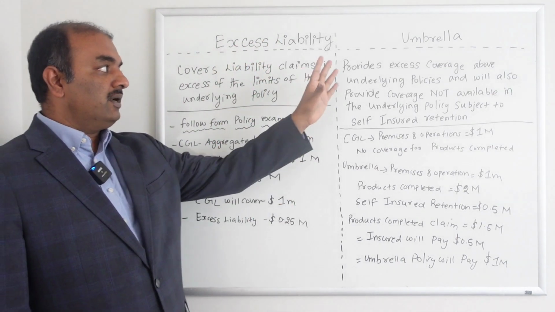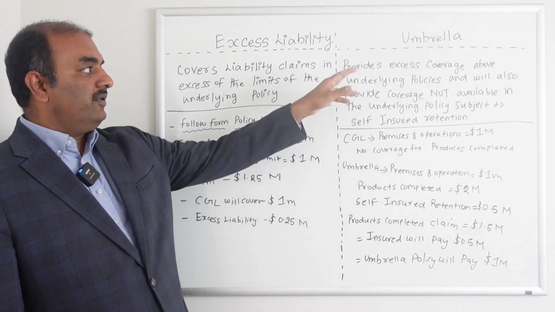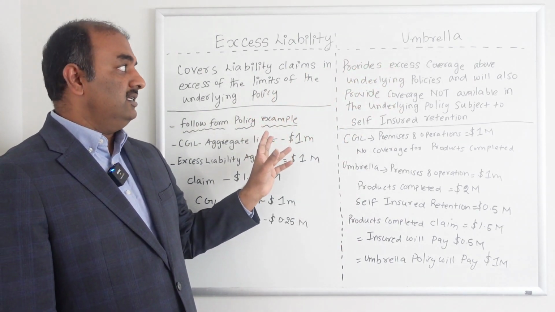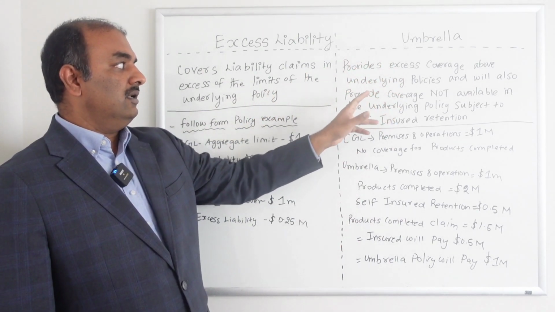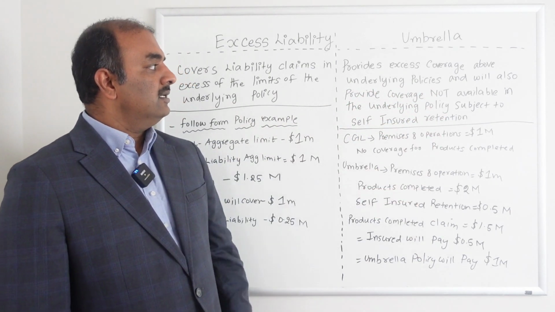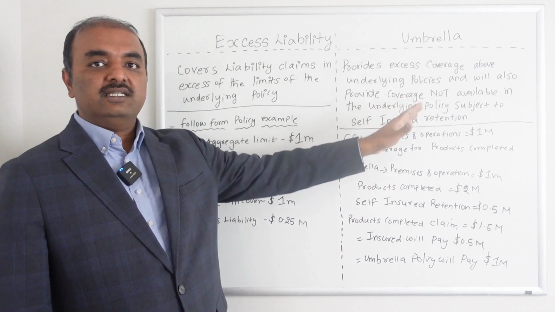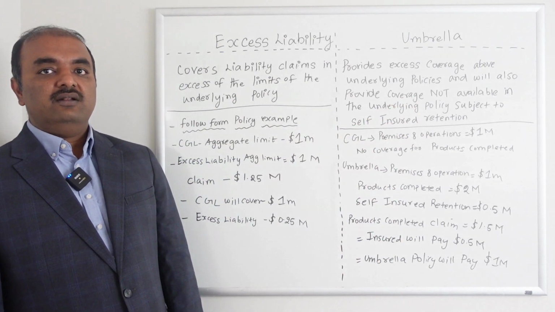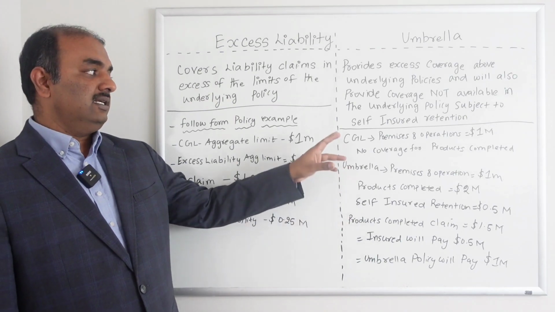Whereas an umbrella provides extra coverage on top of the limit from the underlying policy, and will also provide extra coverage not available in the underlying policy, subject to the self-insured retention. So let's see what we mean by self-insured retention in the example.